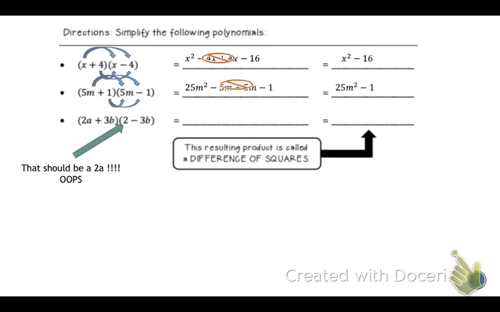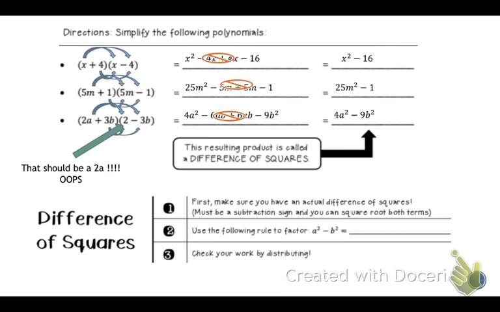That should have been a 2a, sorry. So that's going to be 4a squared minus 6ab plus 6ab minus 2b squared. Again, those cancel, and you're left with 4a squared minus 9b squared.